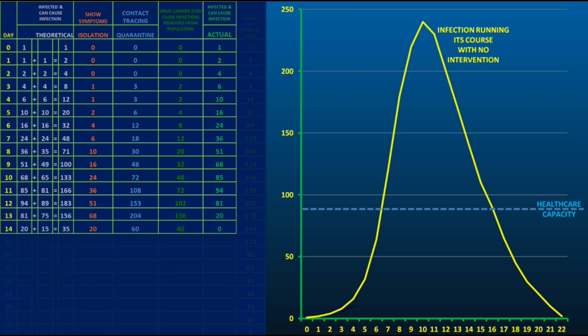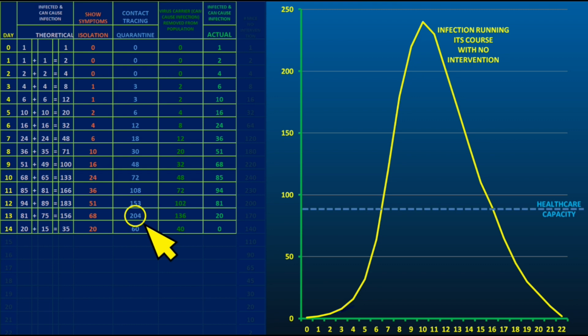On day 13, 81 infected mice can infect another, say, 75 mice because of the continuing dwindling number of the remaining mice population, for a total of 156 infected mice by the end of the day. But the students identified 68 symptomatic mice and put them in isolation. They also quarantined 204 that came in contact, and of those, 68 are infected.